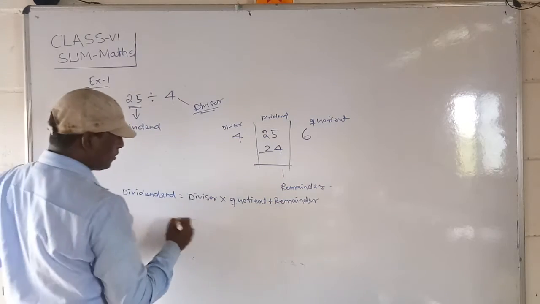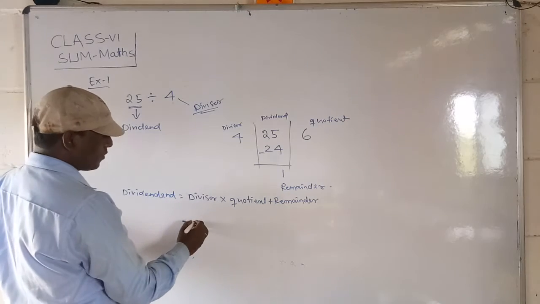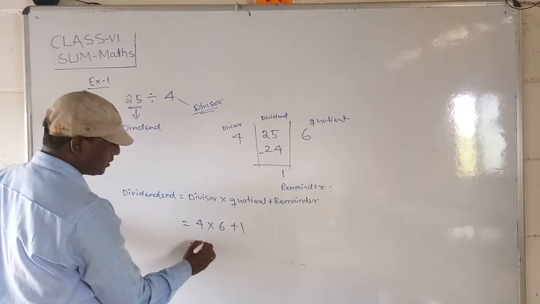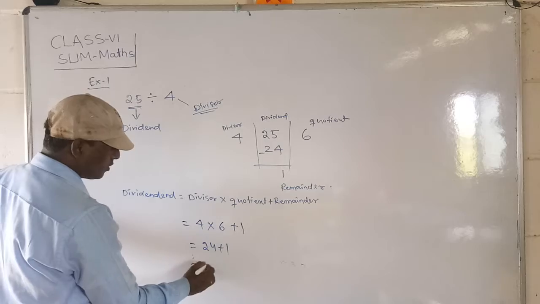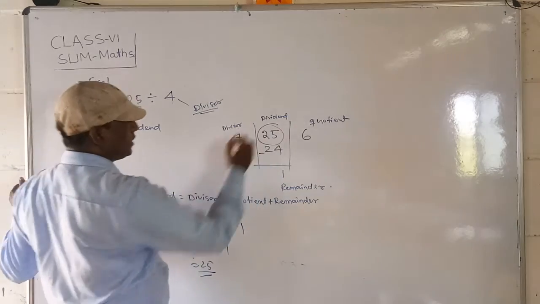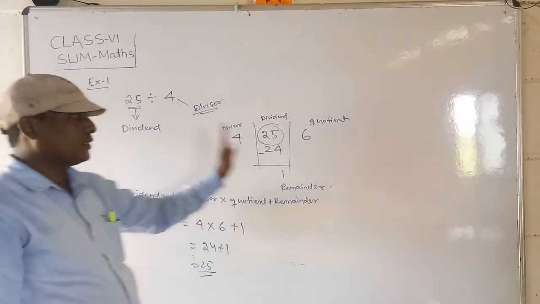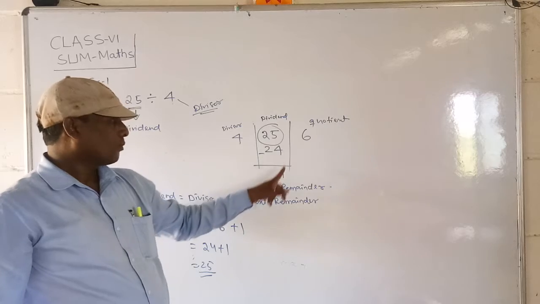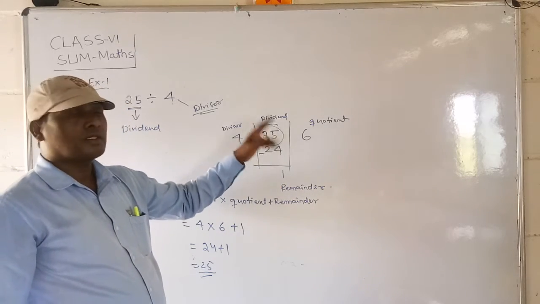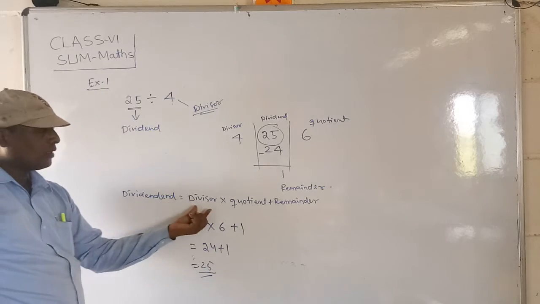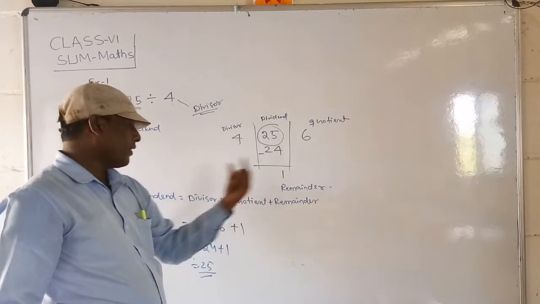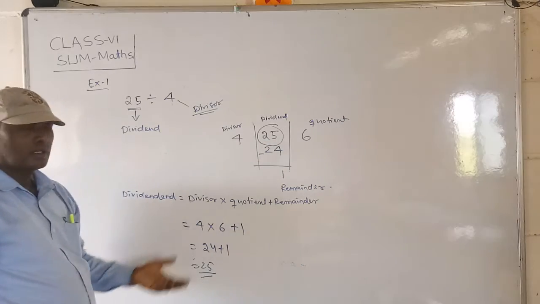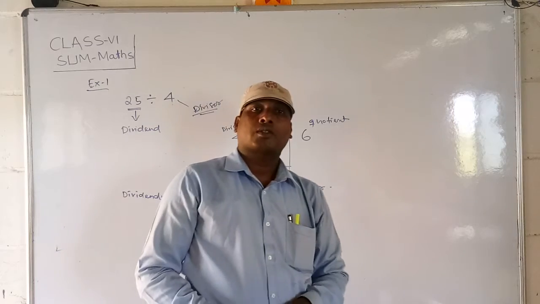So what can you do? You see, friends, divisor 4, quotient 6, plus 1. 4 into 6 is 24, plus 1 is 25. Is it 25? Yes. If it is correct, then your division is correct. How will you check it? You multiply the divisor with the quotient and add the remainder, then compulsorily the dividend will come. For finding the dividend, the formula is divisor into quotient plus remainder. So 4 into 6, 24 plus 1, 25. 25 is the dividend. Okay friends? This is the formula of the algorithm.